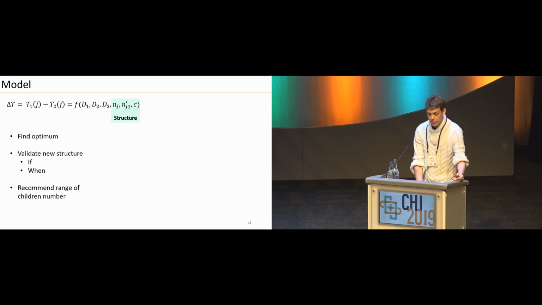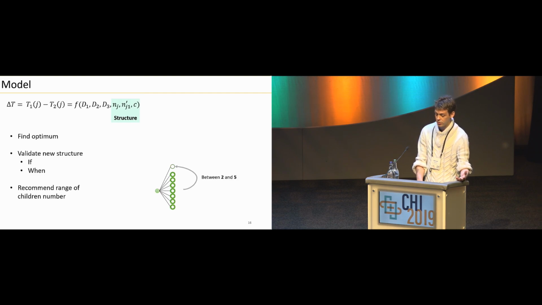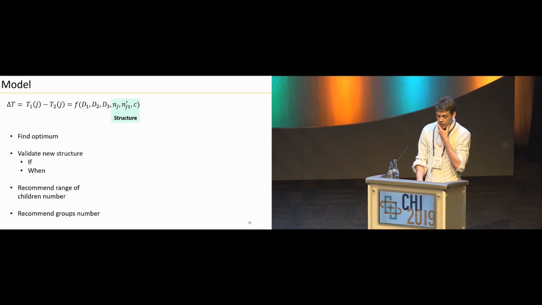The system can also recommend a range of children number. If I create a new subfolder, the system can tell me that it would be best to transfer between 2 and 5 items, for instance. And the system can recommend a number of groups. If I want to reorganize these items, for instance, the system can tell me it's best to consider 2 subfolders.